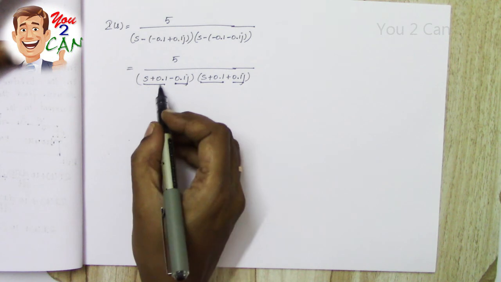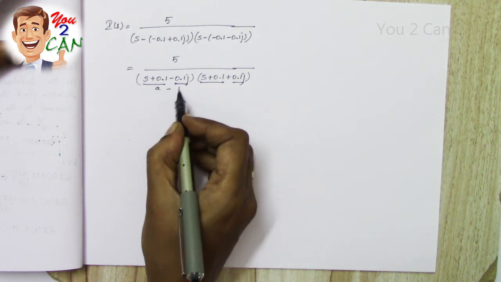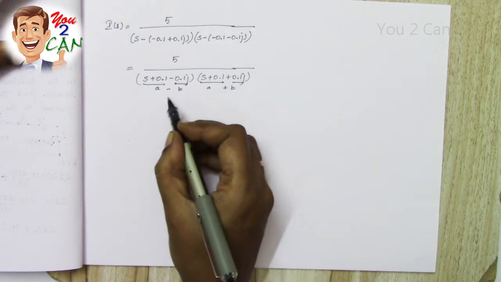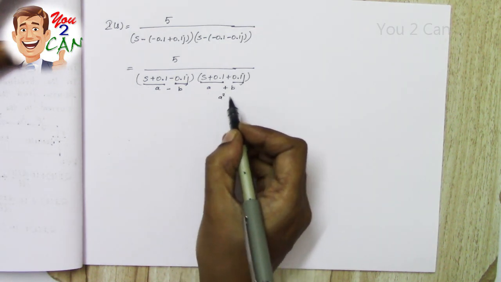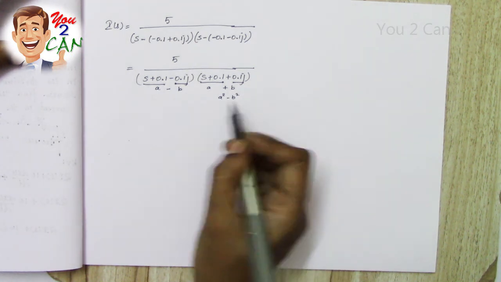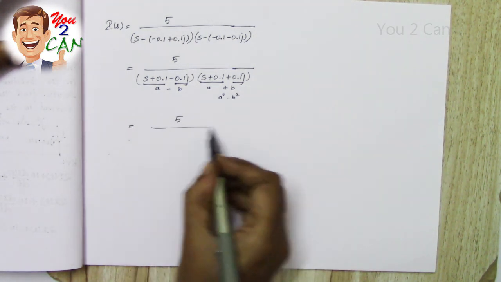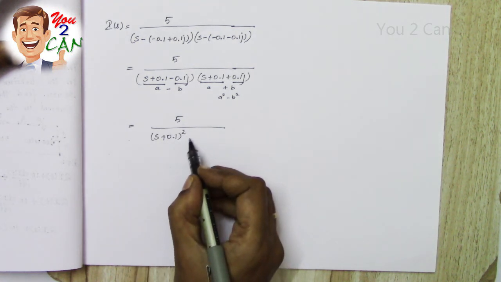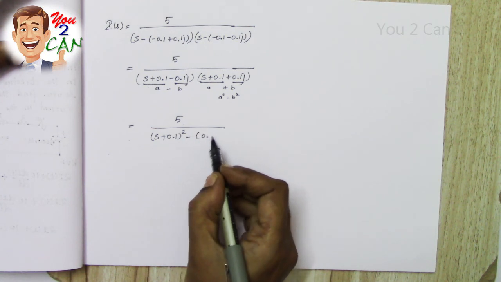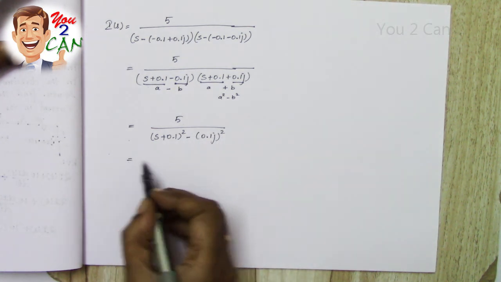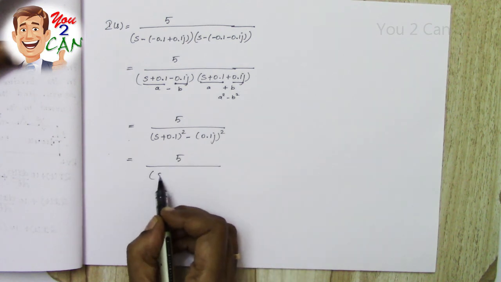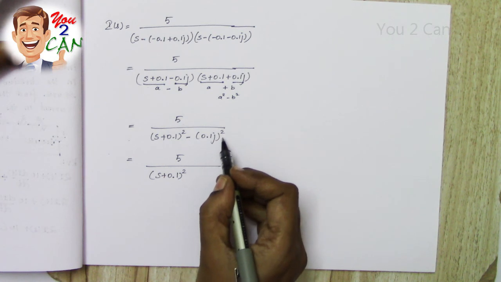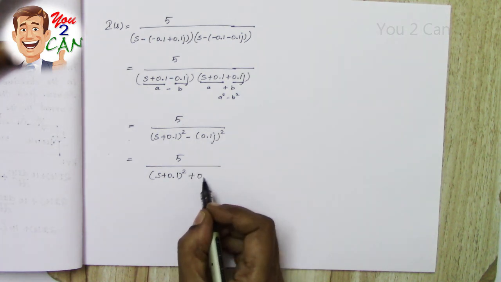What do you observe? This is like a minus b. This is like a plus b. What is (a minus b) into (a plus b)? A squared minus b squared. So we can solve like this. So 5 divided by, a is s plus 0.1, the whole squared, minus b squared. B is 0.1j, the whole squared. So 5 divided by (s plus 0.1) the whole squared minus of j squared, which is minus 1, minus into minus, plus 0.1 squared.